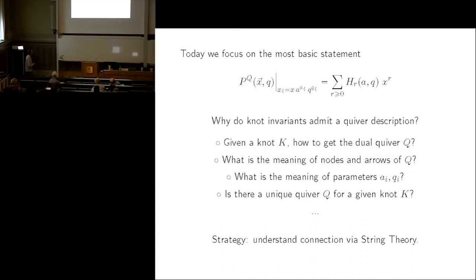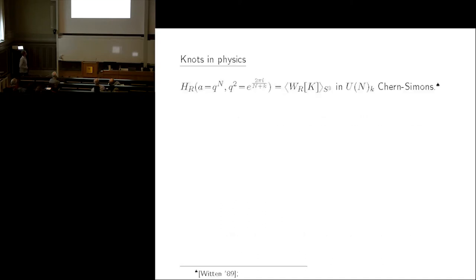As I mentioned, the strategy to answer these questions will be to understand, first of all, in what context knots and quivers appear in string theory, and then see how string theory connects them. So let's start from the role of knots in physics. A natural starting point is an observation due to Witten that HOMFLY-PT polynomials can be computed as expectation values of Wilson lines in Chern-Simons theory on the three-sphere with gauge group U(N) at level k. And there's this relation between N and k and the parameters in the skein relations.